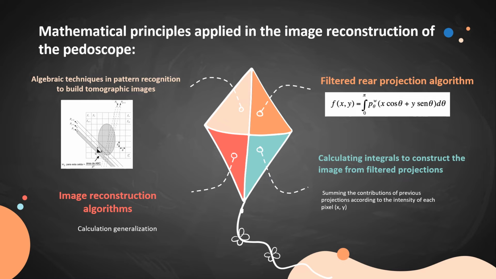And finally, they would calculate integrals to construct the image from filtered projections. This was the last step, which consisted in summing the contributions of previous projections according to the intensity of each pixel, considering X and Y.